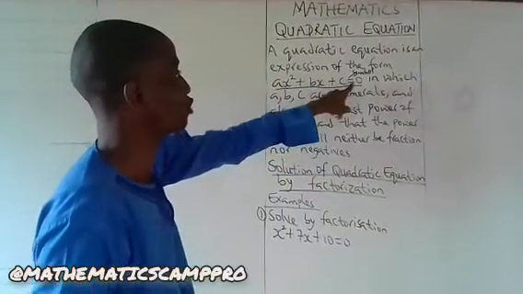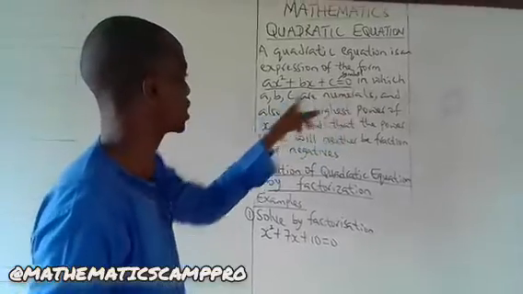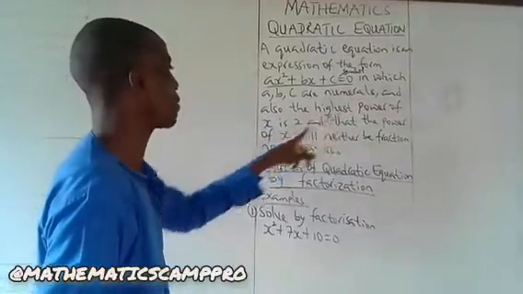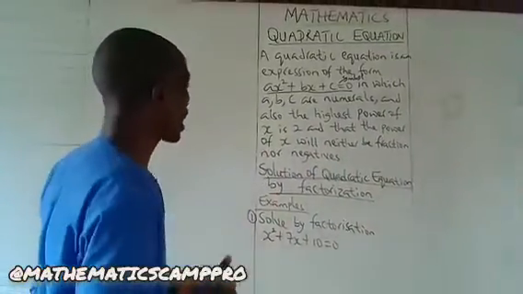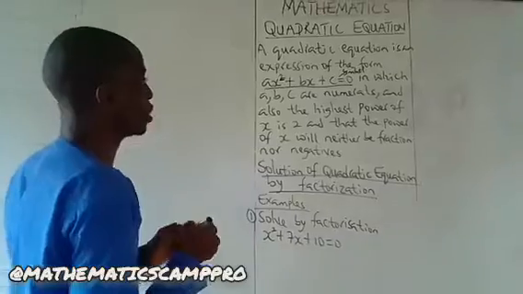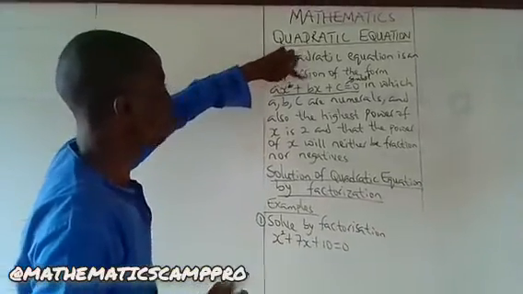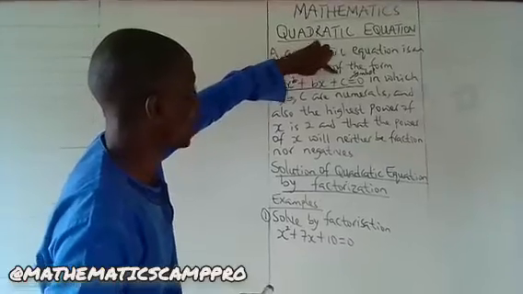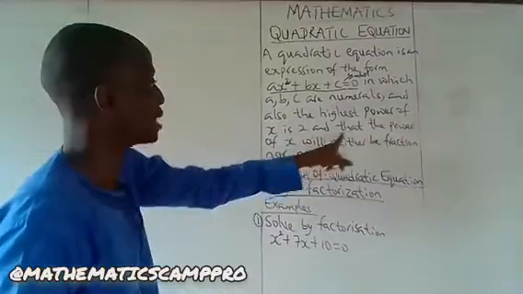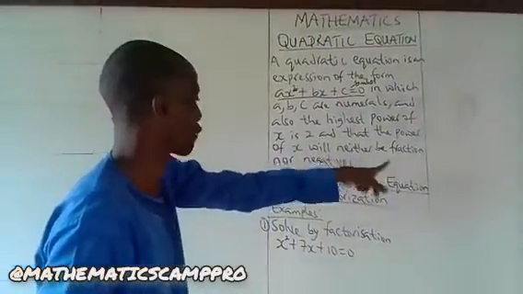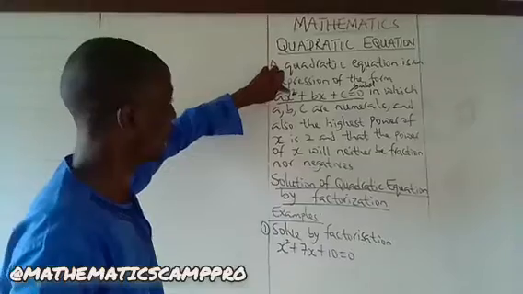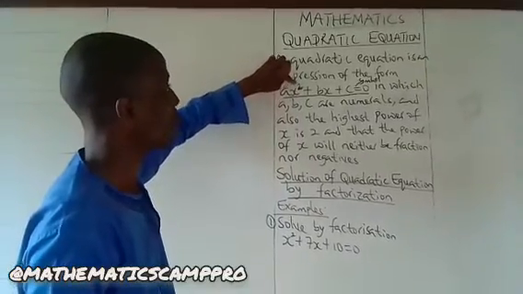But as we have already introduced this equals sign, a, b, c are numerals, and the highest power of x is 2. What I mean by the highest power of x is 2, look at it here. The highest power of x must be raised to power 2, while the power here is raised to power 1, and this c is regarded as the constant. The power of x will neither be a fraction nor negative. It can never be a fraction and it can never be negative. It will be positive.